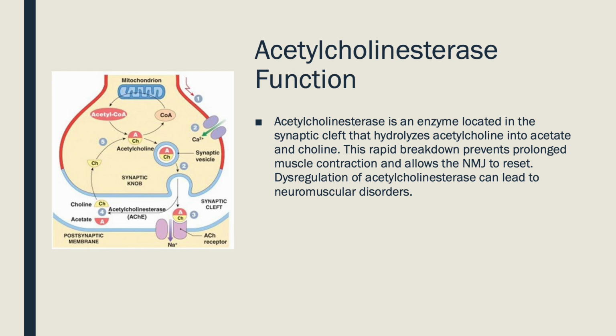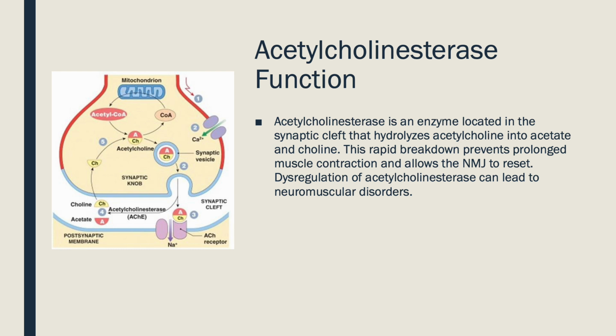Now, that rapid breakdown of acetylcholine by acetylcholinesterase is essential for proper function. Without the action of acetylcholinesterase, acetylcholine would remain in that synaptic cleft and just continue to stimulate muscle contraction. This would lead to prolonged depolarization and eventually muscle fatigue, then paralysis. Now, when you have a dysregulation of acetylcholinesterase, and this can be through genetic conditions or pharmacological inhibitors, this can lead to neuromuscular disorders like myasthenia gravis or maybe some nerve agents.